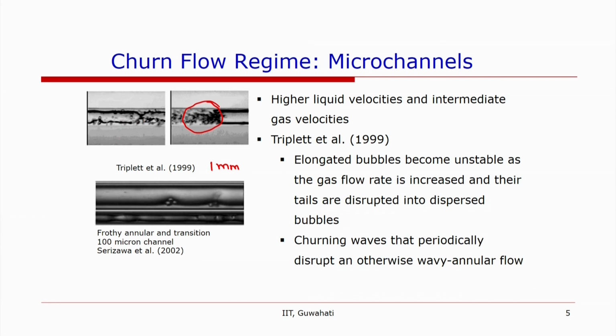Now, I have also kept in this category what is called frothy annular and transition flow regime. So, this is a transition flow regime where we have wavy annular flow, and in between there are some bubbles there. Similarly, in frothy annular there is annular flow, but there are some bubbles in between, and these two images are from Serizawa et al. in a 100 micron channel, and no such thing was observed in 25 micron channel.